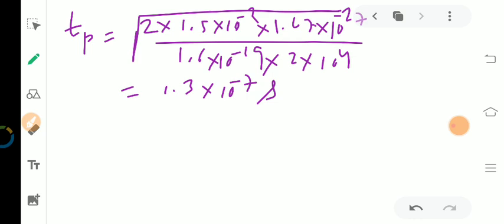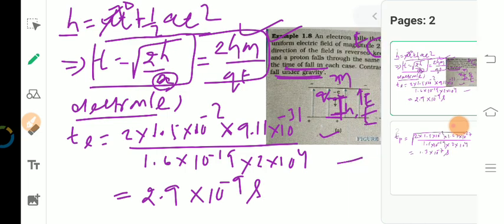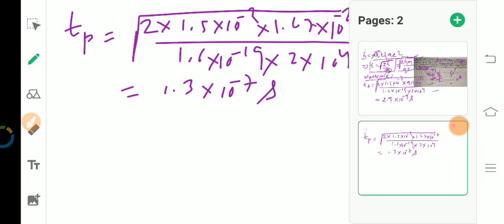And earlier how much was this? In the first case it was 2.9 into 10 to the power minus 9. Sorry, here we have forgotten the root part, so you write the square root here. Then you will be getting this. I had forgotten to give this square root. Okay, so this is the time taken. The first part is over.